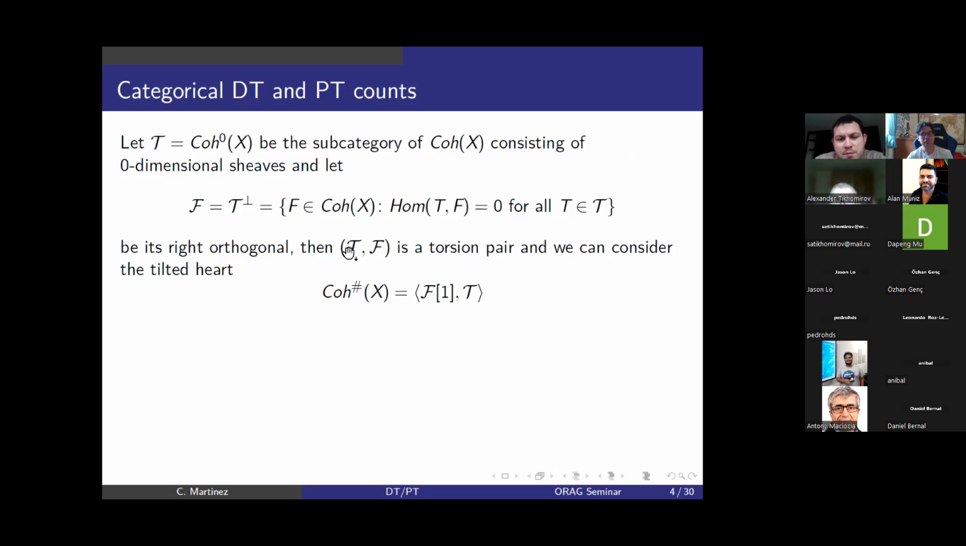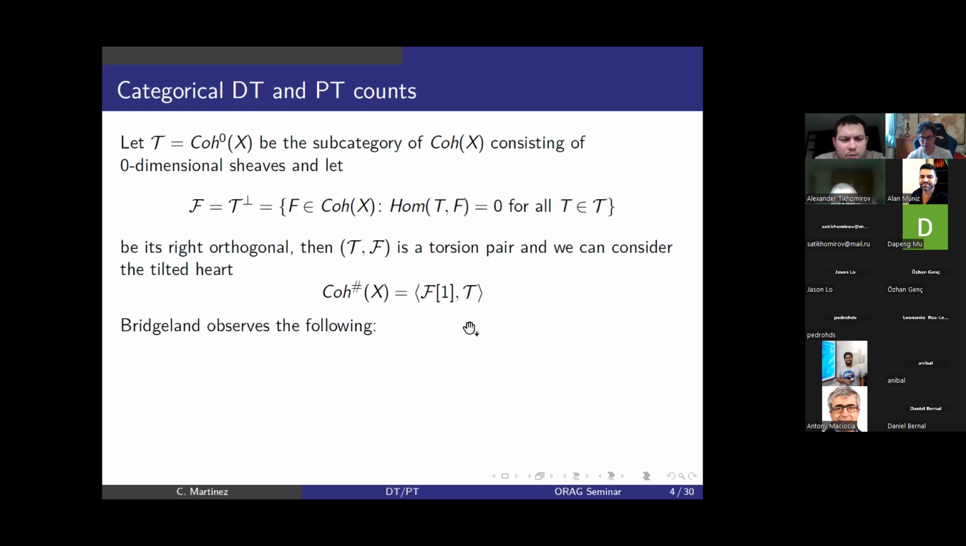Then this pair (T, F) is actually a torsion pair, and we can consider this tilted heart, right? Where I take everything in F and I shift it by one, and then take everything in T, all the zero-dimensional sheaves, and I take the extension closure of that. This is the heart of the t-structure.